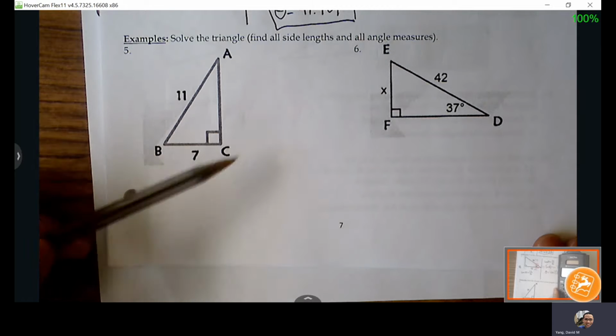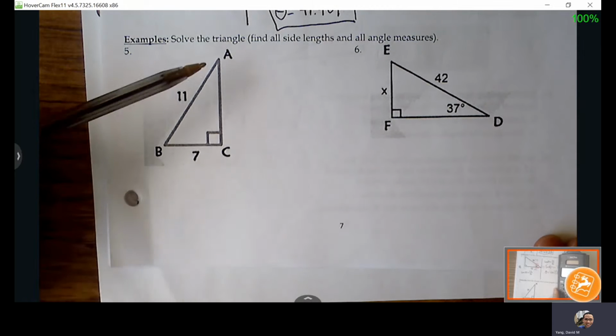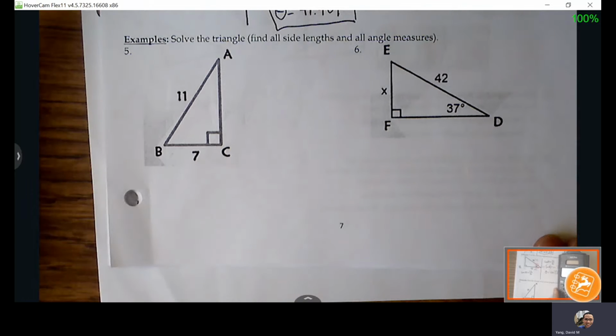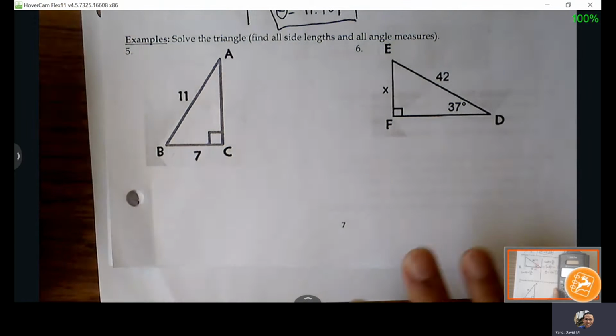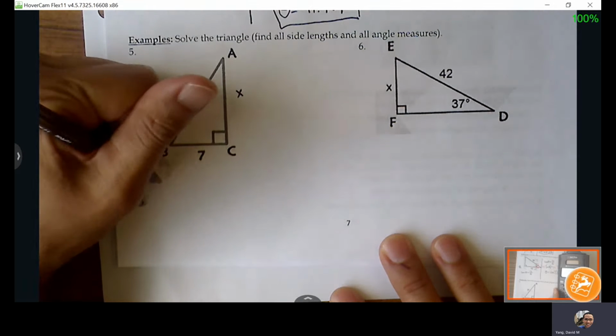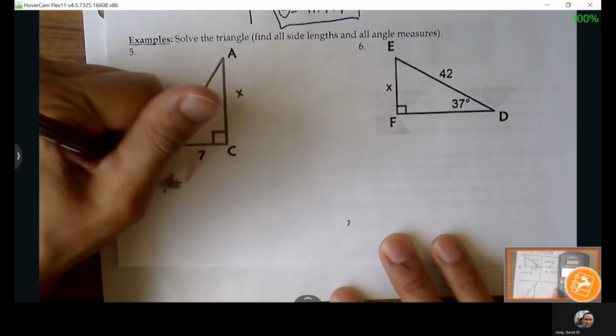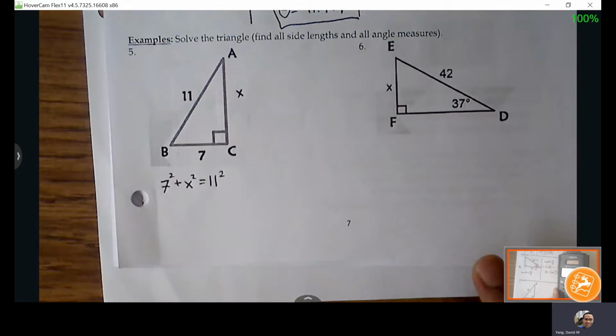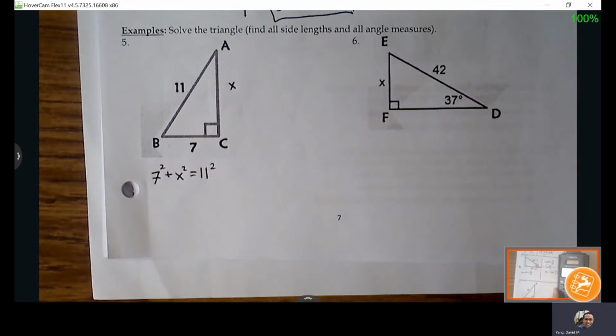Here, if I'm just looking to see what's the easiest thing for me to find, I don't even have to involve any trig. I have a missing side and two known sides, so I can do the Pythagorean theorem, a squared plus b squared equals c squared. I'll call this x, and I'll say 7 squared plus x squared equals 11 squared. I'm just targeting the easiest thing first, and then I'll deal with the angles later.